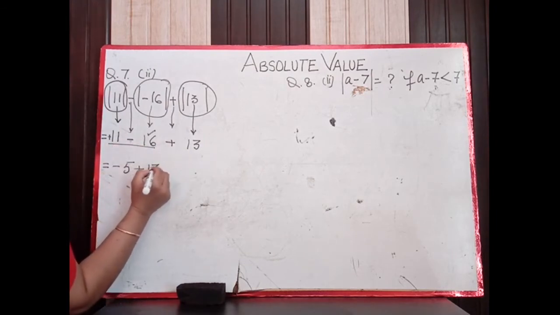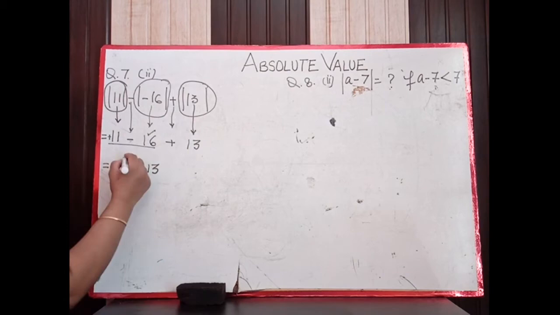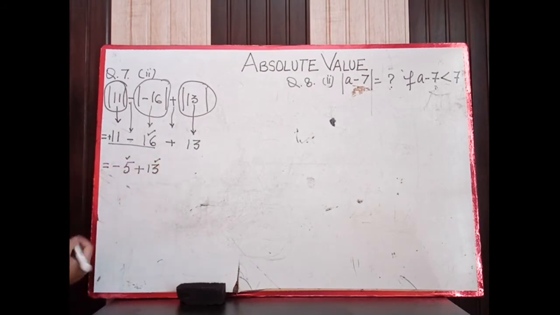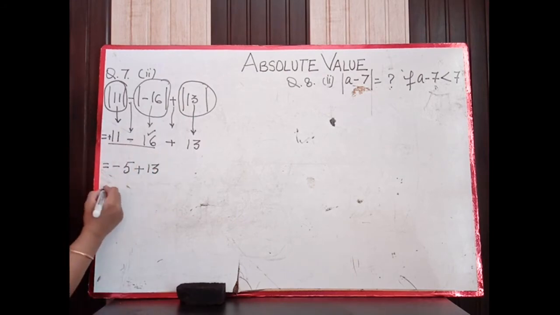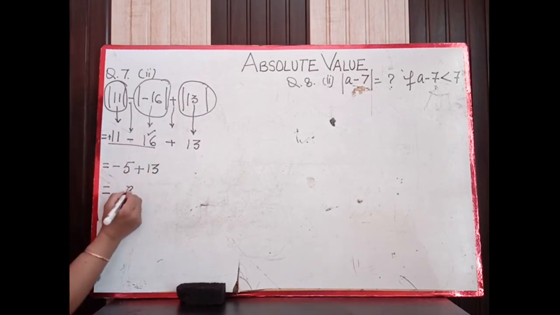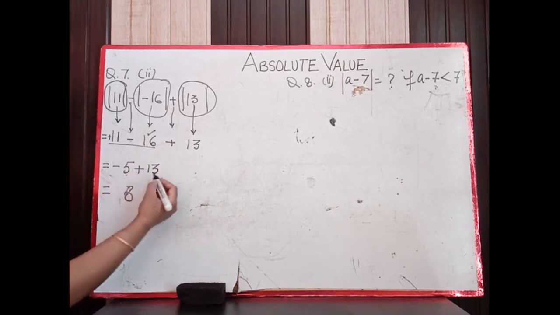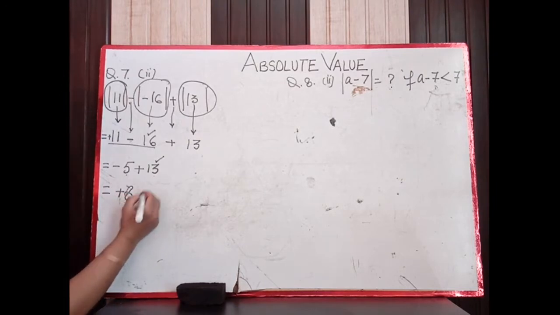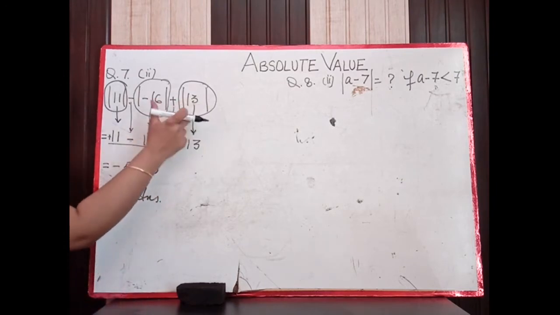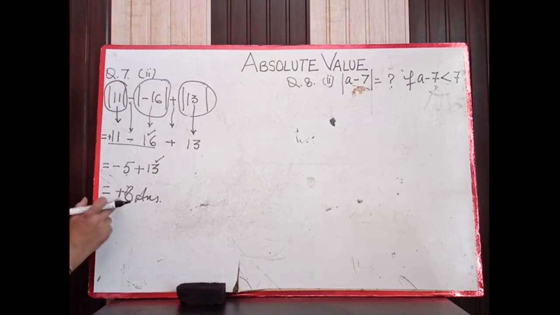Now the next is plus 13. Again, the first number is negative and the second number is positive, so we have to subtract. 13 minus 5, 8. Which is greater, 5 or 13? 13 is greater. 13 has a positive sign. So this answer will have a positive sign, and the value for this question is 8.